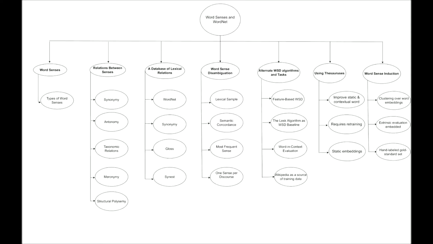Meronym. Another common relation is meronym, the part-whole relation. A leg is a part of a chair. A wheel is a part of a car. We say that wheel is a meronym of car and car is a holonym of wheel. Structured polysemy. The senses of a word can also be related semantically, in which case we call the relationship between them structured polysemy.